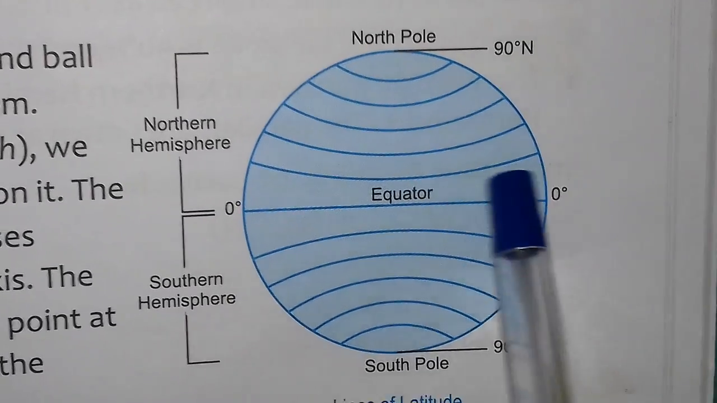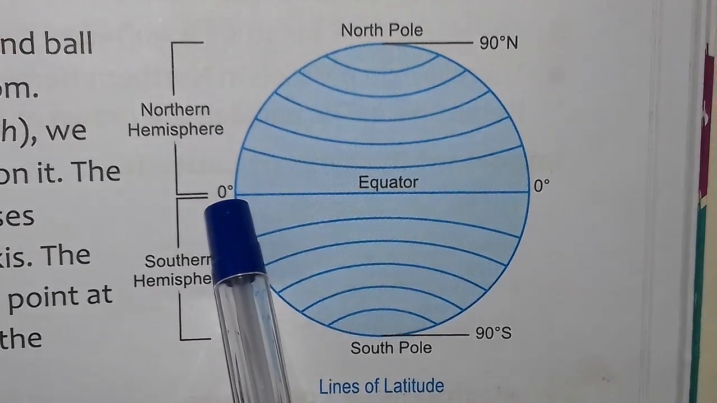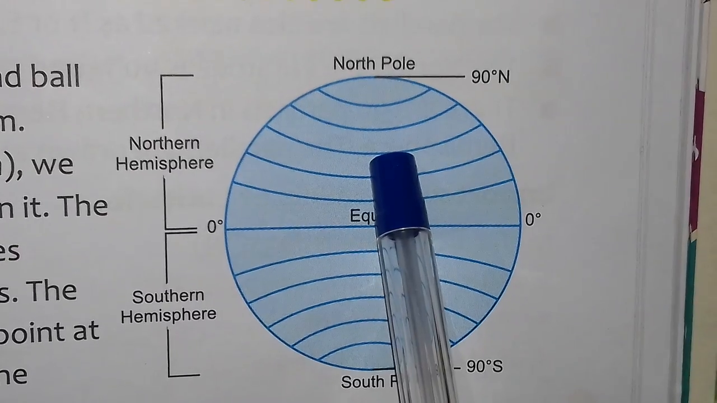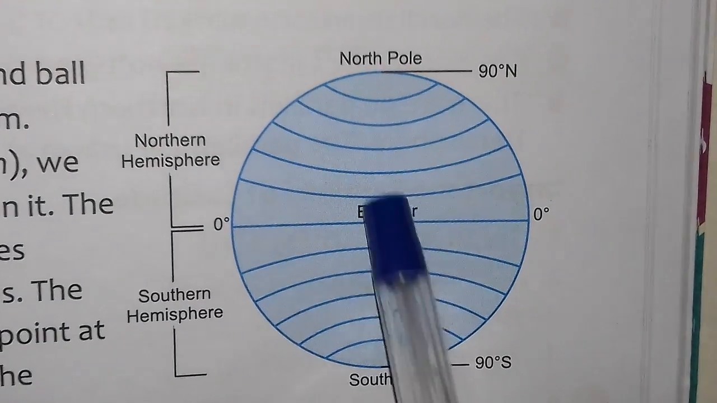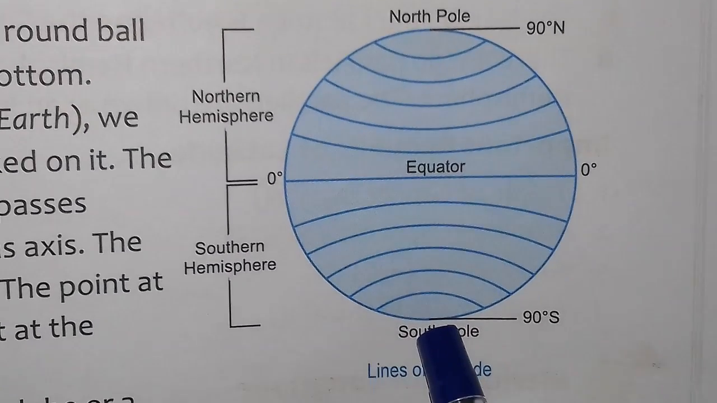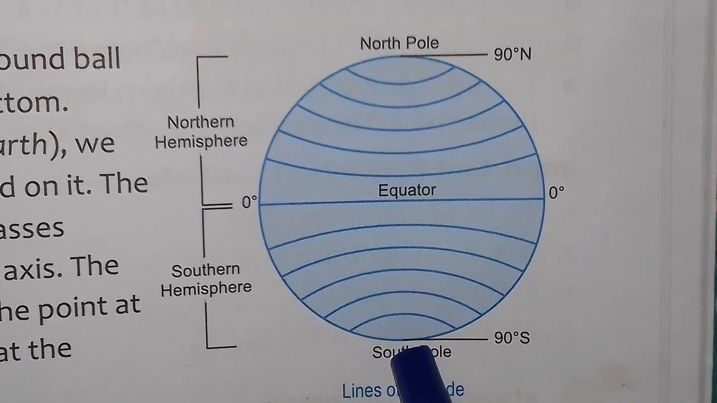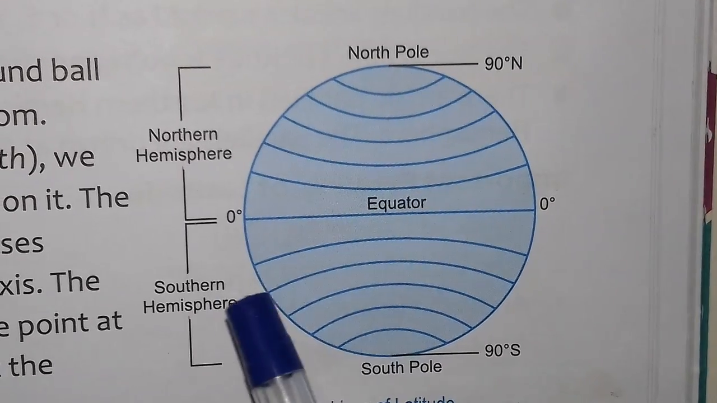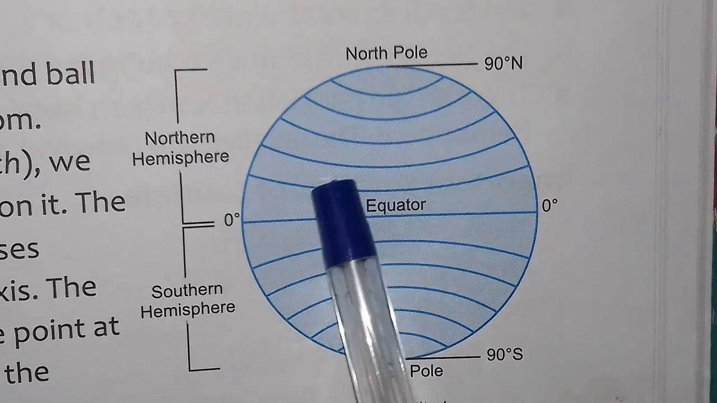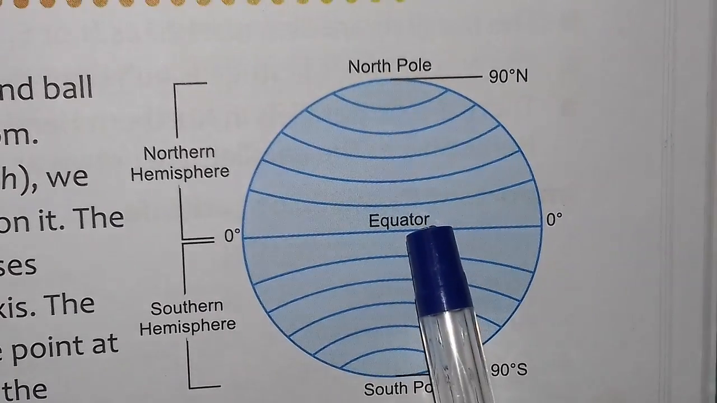Equator is also named as great circle. The northern part of the equator is called the northern hemisphere and the southern part of the equator is called the southern hemisphere. All parallels are full circles.